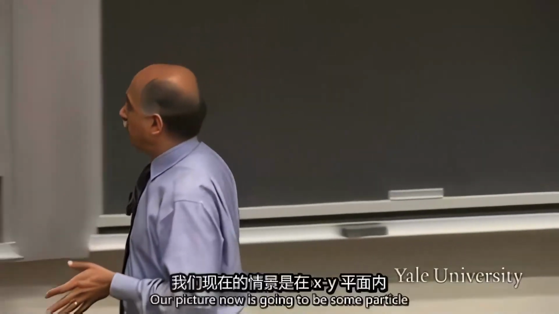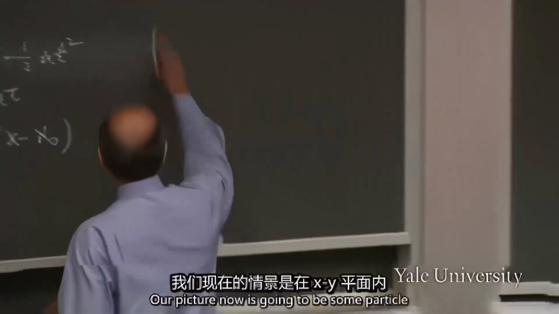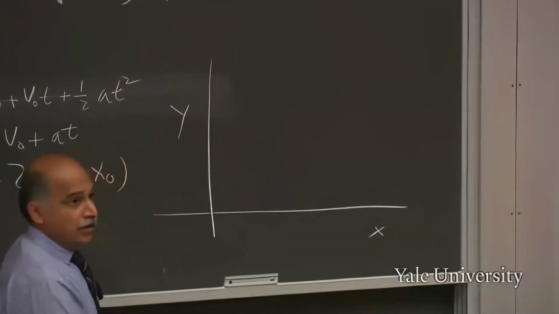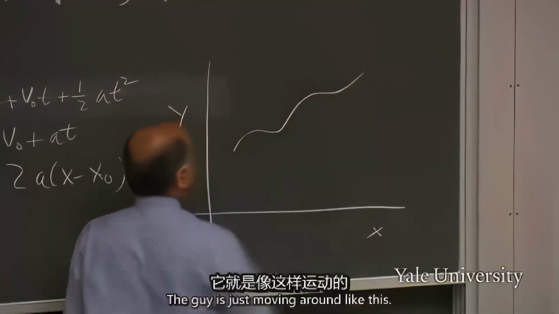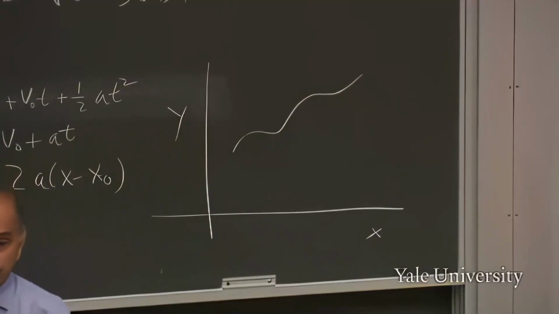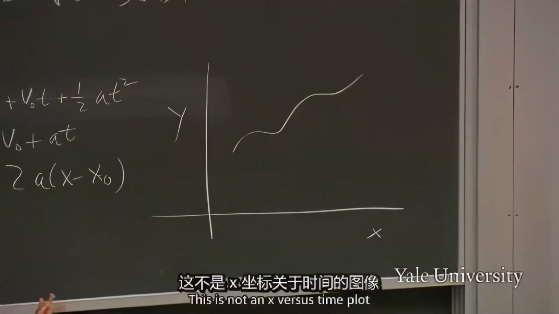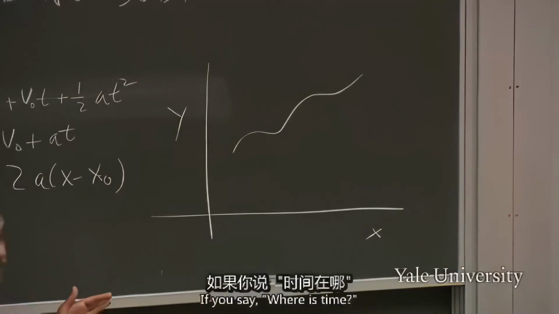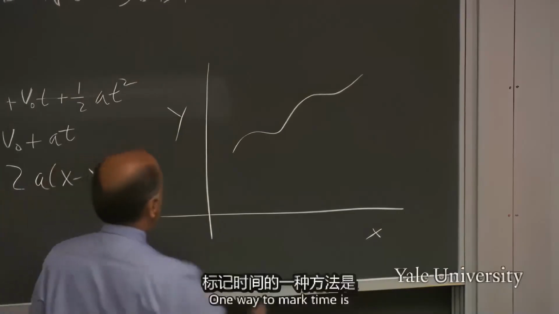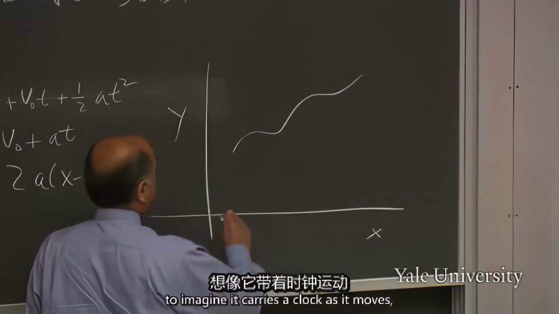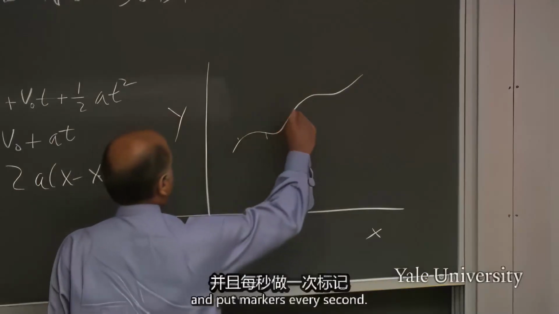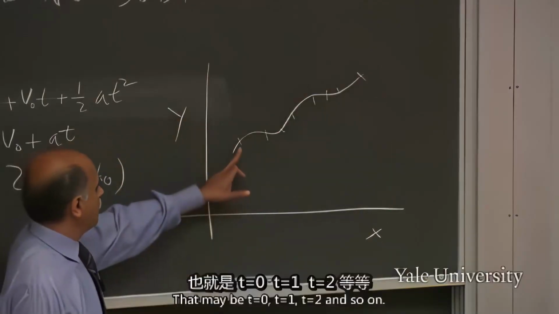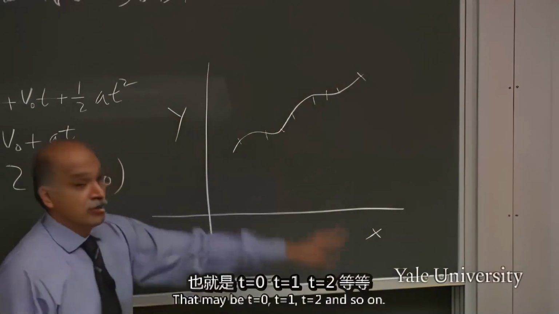So our picture now is going to be some particle that's traveling in the xy plane. So the guy is just moving around like this. This is not an x versus time plot or y versus time. This is the actual motion of the particle. And if you say, where is time? Well, one way to mark time is to imagine it carries a clock as it moves and put markers every second. So that may be t equal to 0, t equal to 1, t equal to 2, and so on.